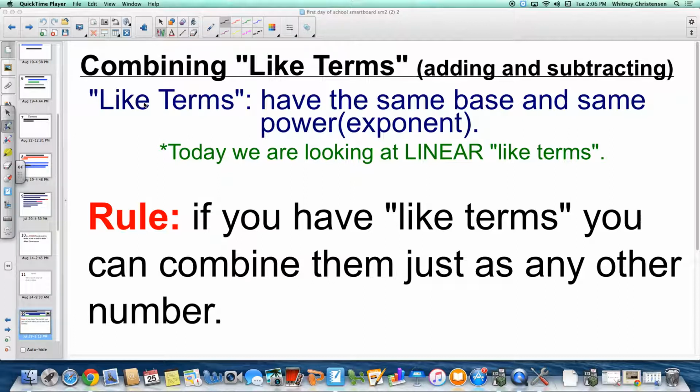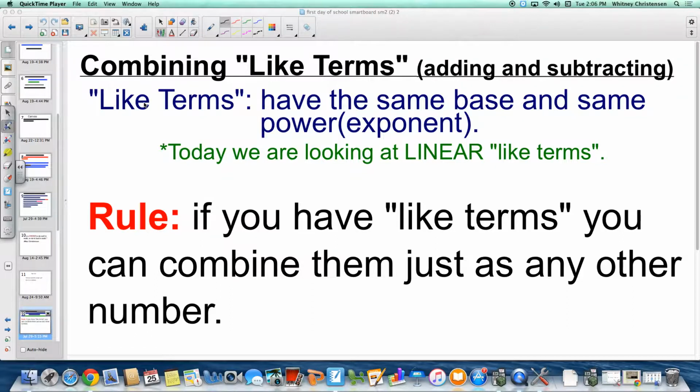So what are like terms? Like terms have the same base and the same power, so the same exponent. I'm going to show you an example of what I mean, but I'm going to read that one more time. They have the exact same base and the exact same power.